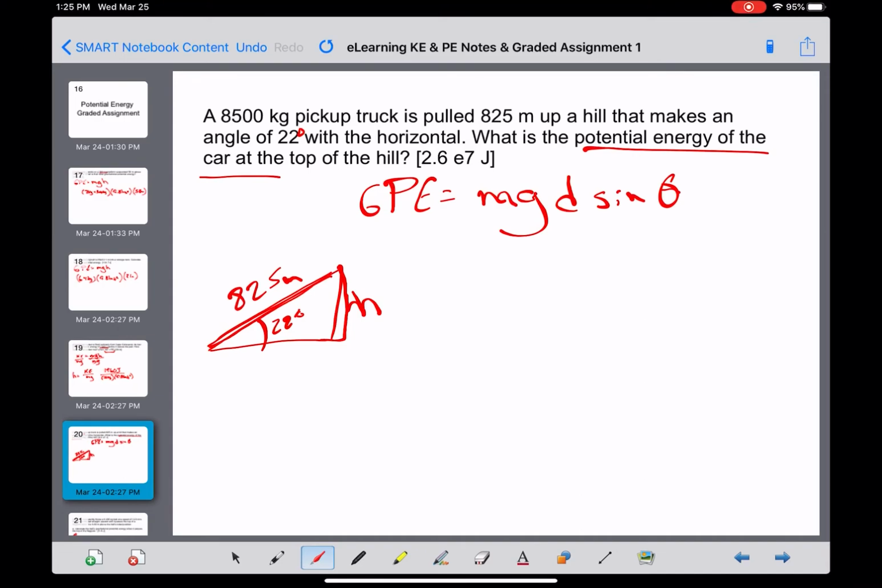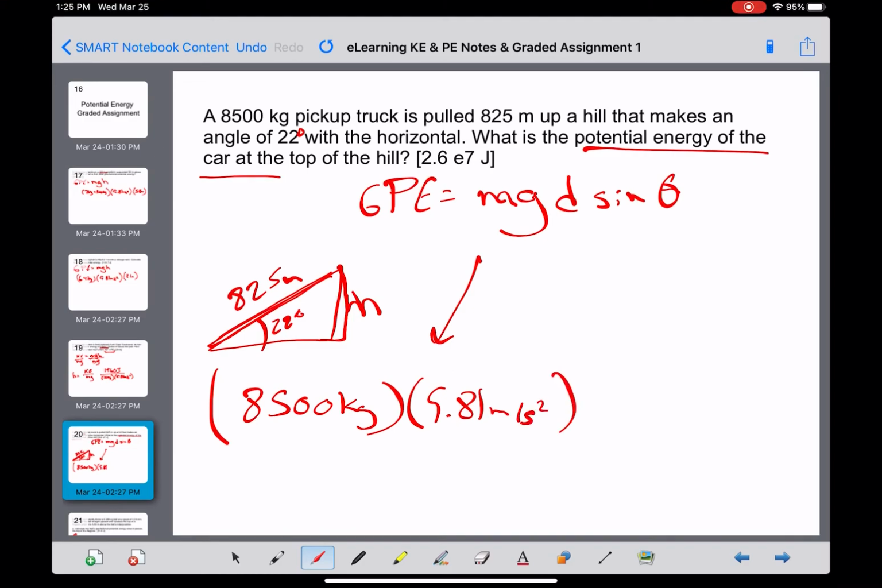Then I'm going to drop down because of my image. I have 8,500 kilograms times 9.81 meters per second squared times my ramp or hill length, 825 meters, times sine of my angle here, which is 22 degrees. Make sure your calculator is in degree mode when you do this, and that should give you your answer in joules. I put it in scientific notation because it's such a large number. So like I said, that is questions 1 through 4.